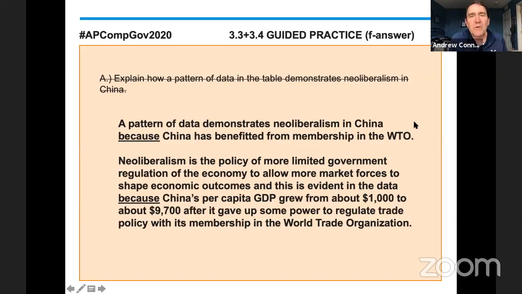I don't think that's going to get a point because it's really brief and it didn't use the data. And you need to use the data in order to get this point. So the data is right there. Make sure you use the data. And that's why it says, explain how a pattern in the data, use the data.